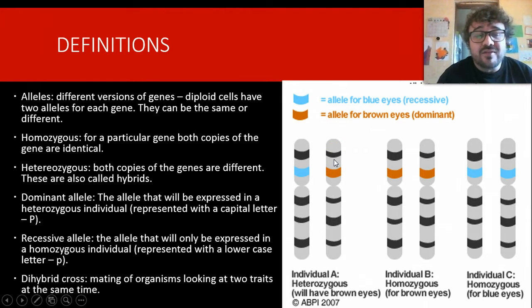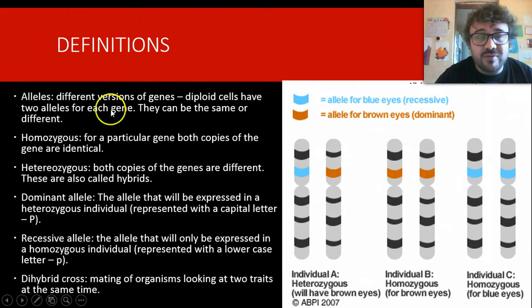All right. So next we'll talk about what a dihybrid is. A hybrid cross is when we cross this one with this one, so two separate alleles. A dihybrid cross is when we're looking at two separate genes, so two separate traits at the same time. That'll be important in a little bit.